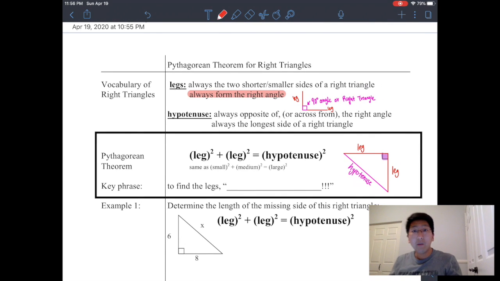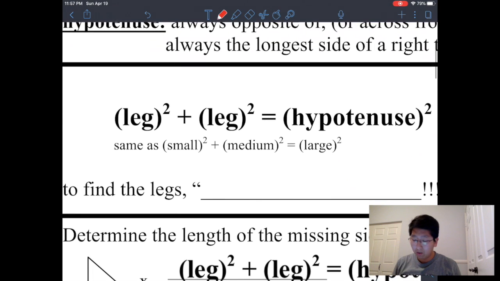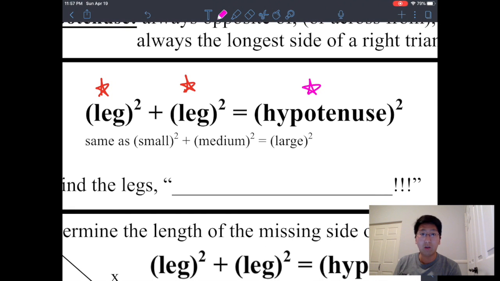So the Pythagorean theorem is going to be when we have legs squared. So one of the red, leg squared plus leg squared equals hypotenuse squared. So leg squared, that's in red, plus leg squared equals hypotenuse squared. So those are the side lengths that we're talking about using the vocabulary words we just gave you. It's also similar to when we had small squared plus medium squared equals large squared.